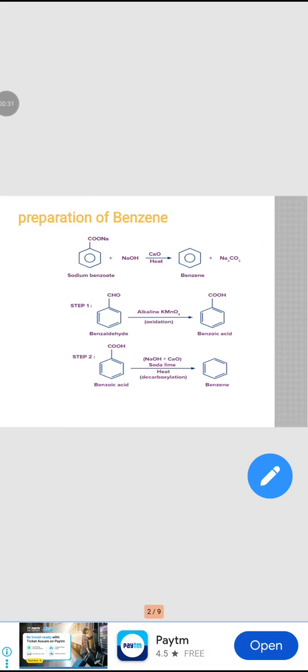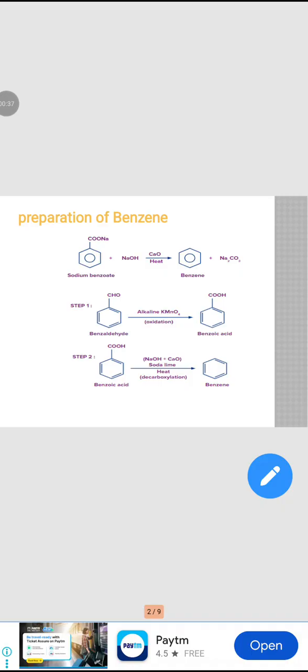Today's topic is benzene. Benzene is an aromatic hydrocarbon. It consists of a 6 carbon hexagonal ring with 1 hydrogen atom attached to each carbon.